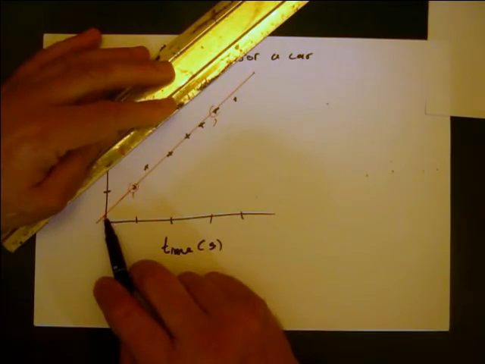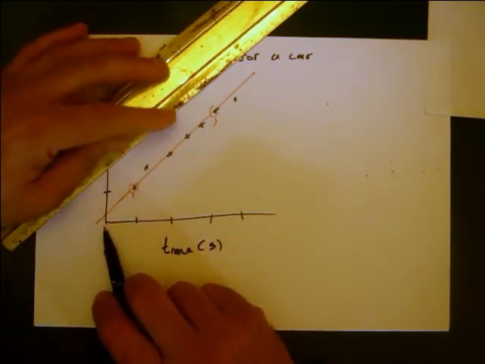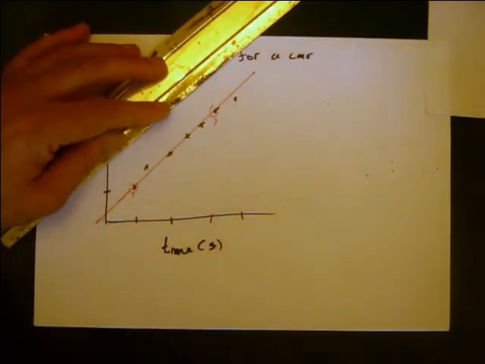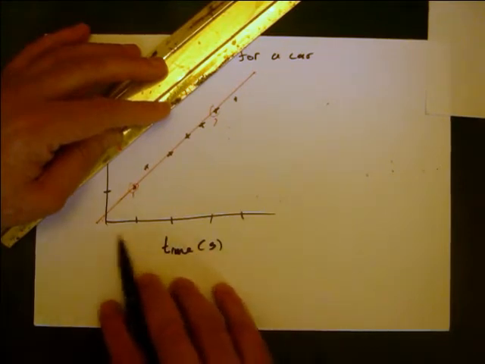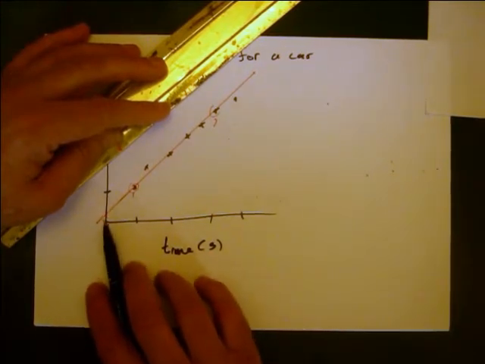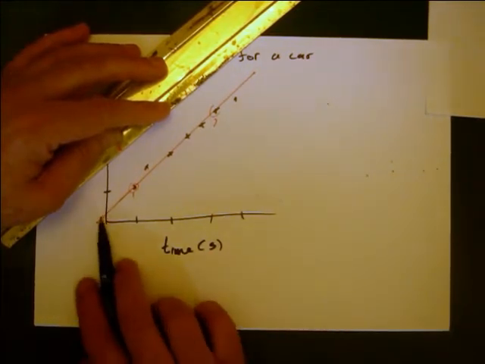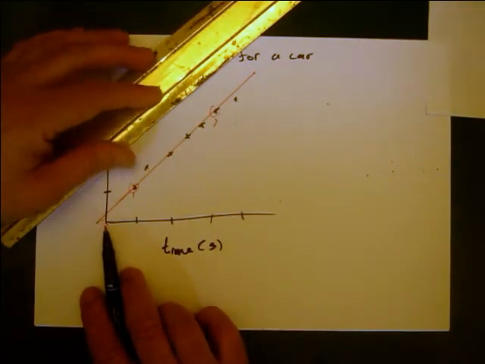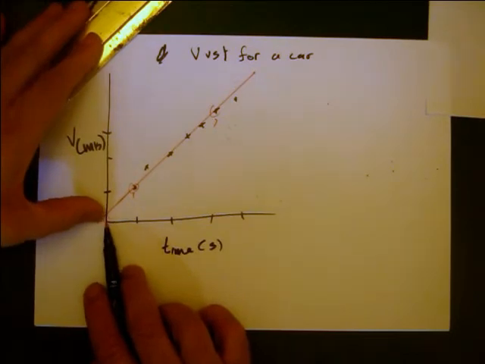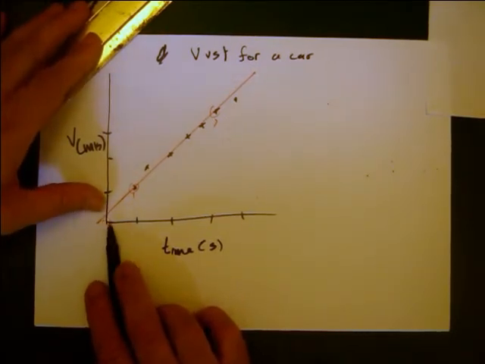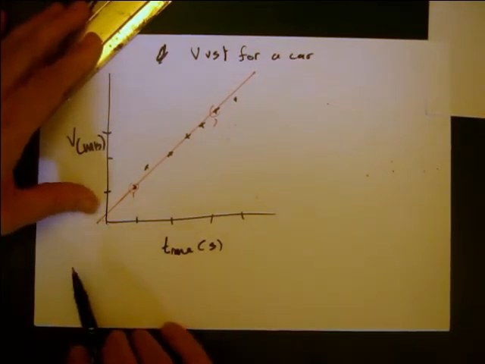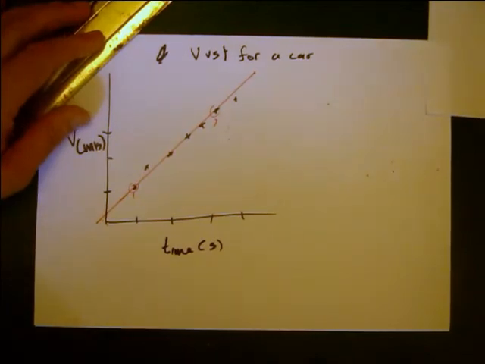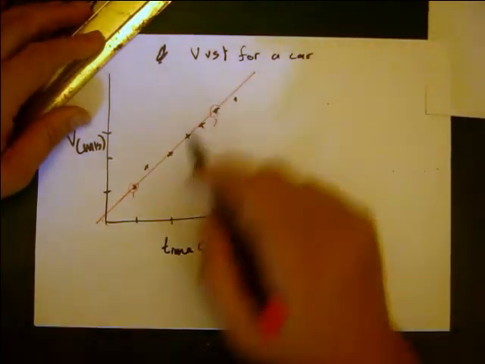Please note, it does not have to go through 0, 0. In fact, often the whole point of drawing a graph is to find how much it misses by. Because this could be some constant, like how much energy is required to get something moving, or in this case it shows that at time 0 this car was not at a standing start, it already had a little bit of velocity. So it's important that you draw that.